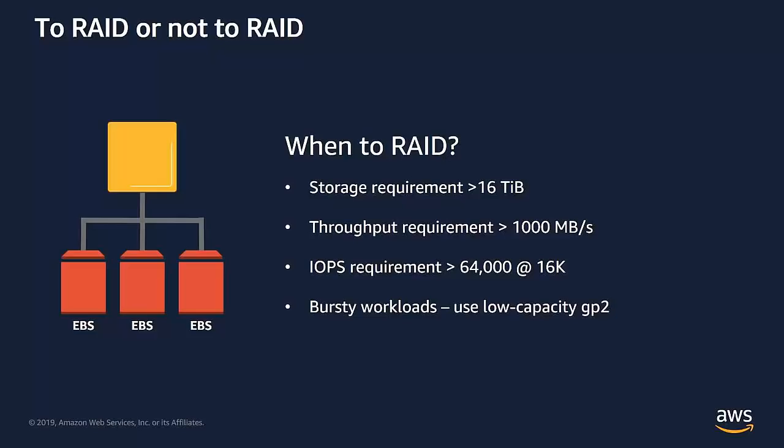When using RAID 0, remember to size your EC2 instance accordingly to get the proper EBS bandwidth. Also, remember to use similar volumes in your stripe set. Mixing different volume types or different capacities will result in uneven performance.